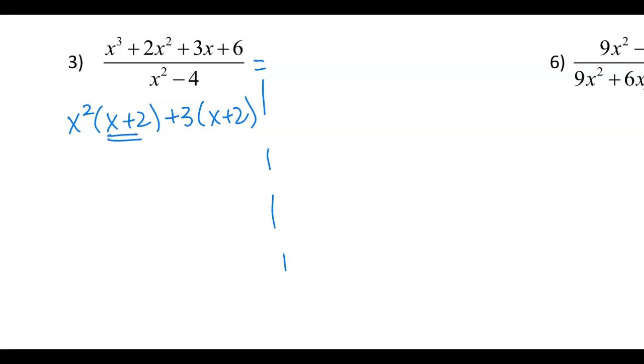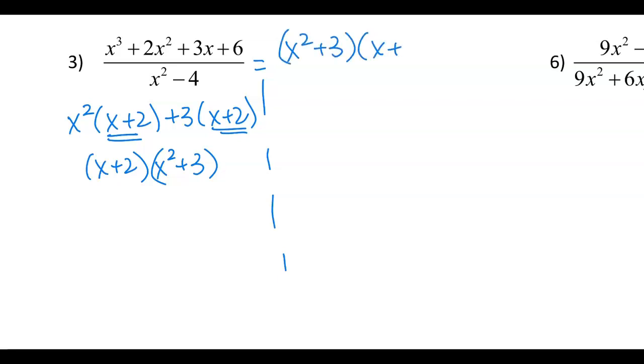So both of these binomials are the same. That's what Desiree told us earlier. And then x squared plus 3 would be the other one. So in your numerator, you should have had x squared plus 3. I'm just putting that first. There's no reason why. X plus 2 over the denominator.